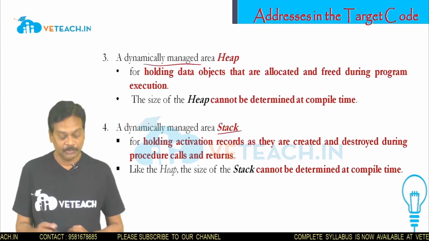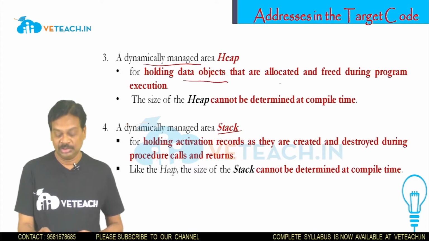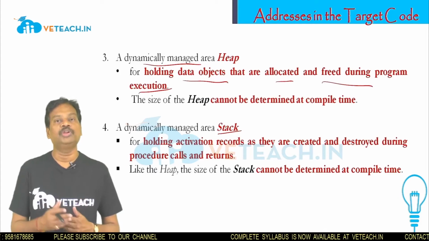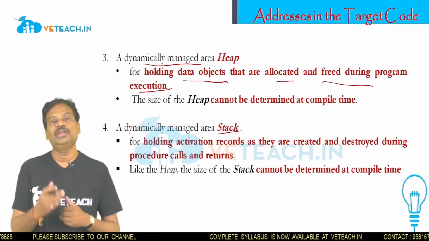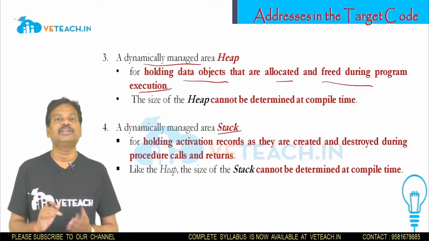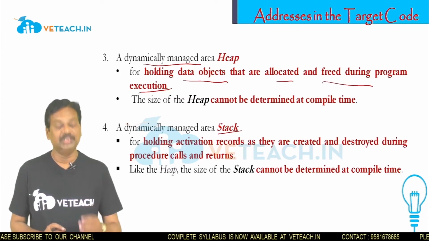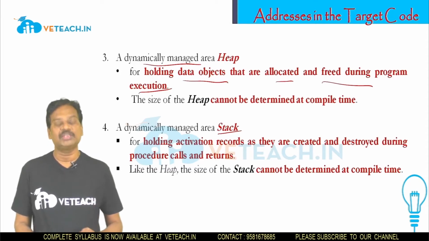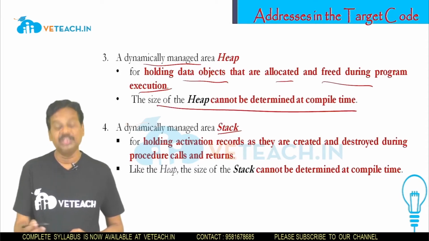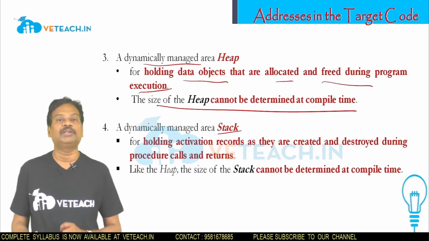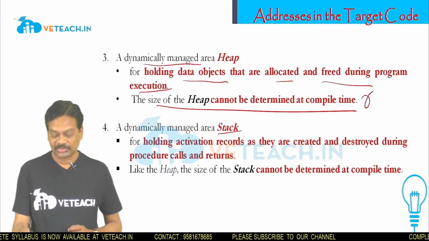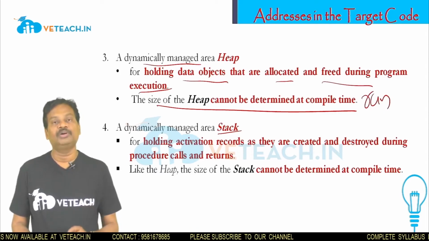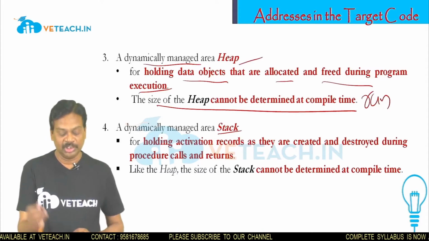What is the heap? It holds data objects that are allocated and freed during program execution. While the program is executing, it dynamically allocates memory and frees it whenever it is not required. That is what we call the heap area. This is a dynamically managed area because the size of the heap cannot be determined at compile time. It will be known at runtime only, but not at compile time. That type of data will be stored in the heap memory location.